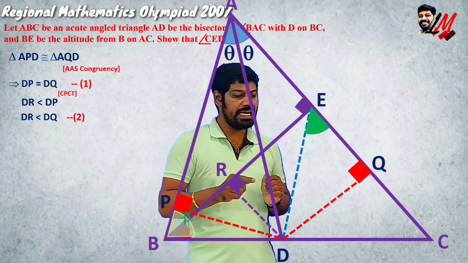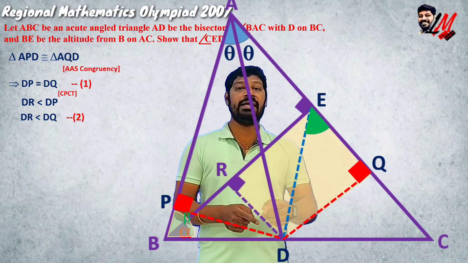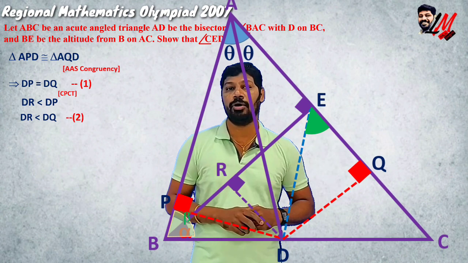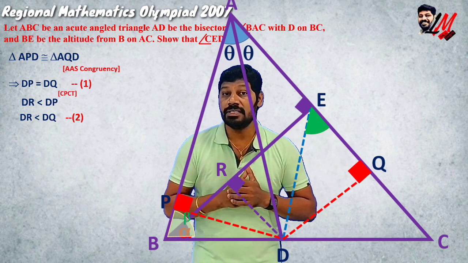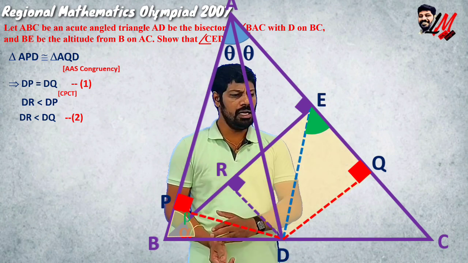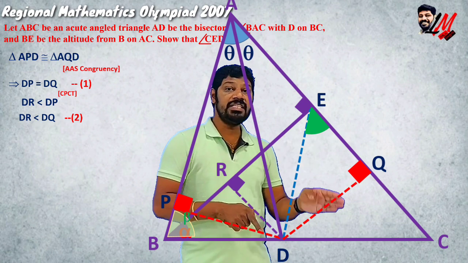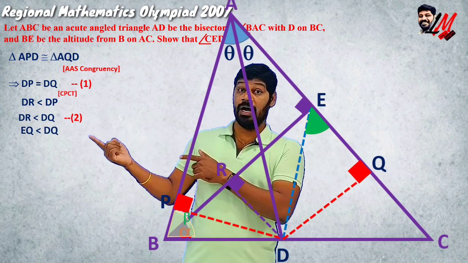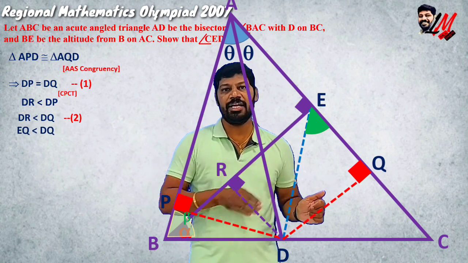Now observe this carefully, DREQ. Angle R is 90 degrees, angle E is 90 degrees, angle Q is 90 degrees according to the constructions and the problem. Definitely the leftover fourth angle is also going to be 90 degrees, which implies that DREQ is a rectangle. In a rectangle, opposite sides are equal. What does it mean? Can I replace DR with EQ? So now EQ is smaller than DQ. EQ is here, DQ is here.